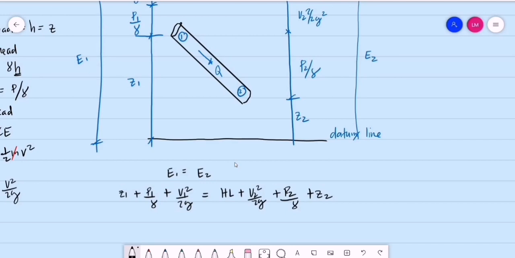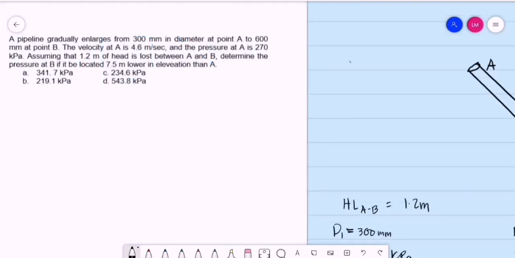So let's have one example. A pipeline gradually enlarges from 300 millimeters in diameter at point A to 600 millimeters at point B. The velocity at A is 4.6 meters per second and the pressure at A is 270 kilopascals. Assuming that 1.2 meters of head is lost between A and B, determine the pressure at B if it is located 7.5 meters lower in elevation than A.